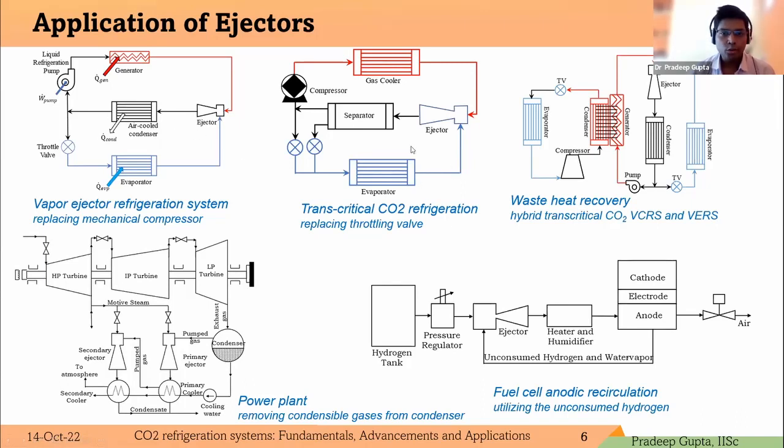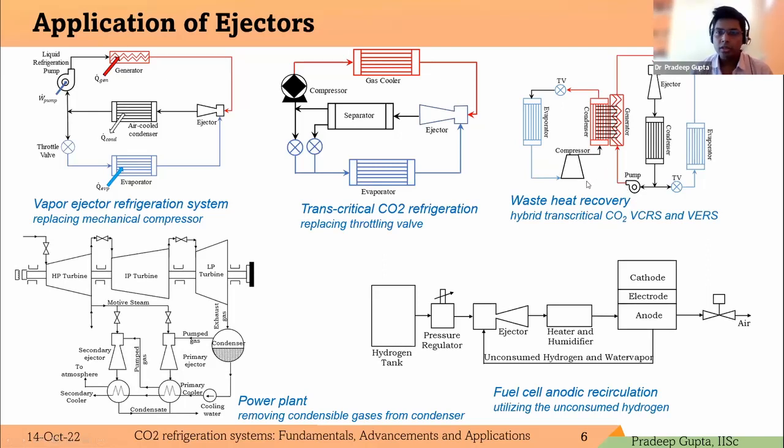The transcritical CO2 refrigeration system, this system I'll explain again in a later slide. So here I just mentioned that the ejector in this case is used as the expansion device, which reduces the irreversibility in the throttle valve. So we'll first expand the transcritical CO2 from very high pressure to a lower pressure, and then we'll throttle to the respective evaporator pressure.